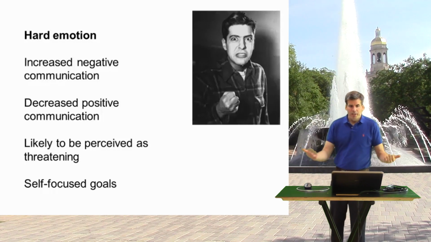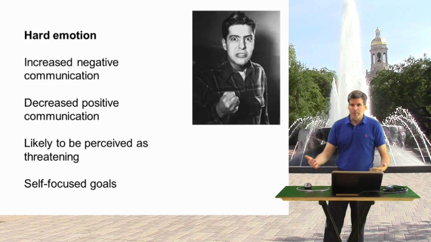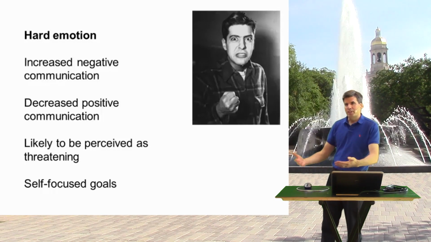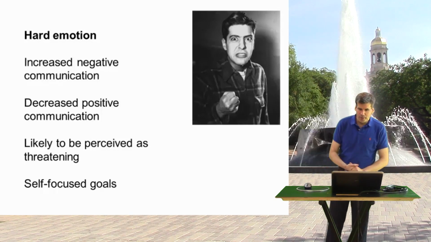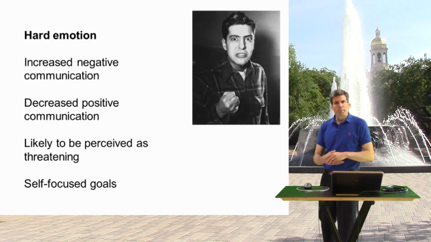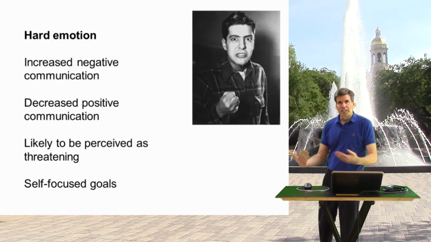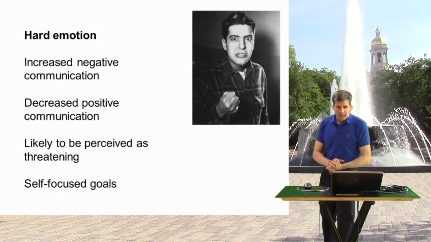When people get angry, they might be less likely to listen to their partner, or they might be less likely to express their viewpoints in a constructive way that makes it easy for their partner to hear and listen and understand. When people experience hard emotion and they feel angry, they're likely to be perceived as being threatening.